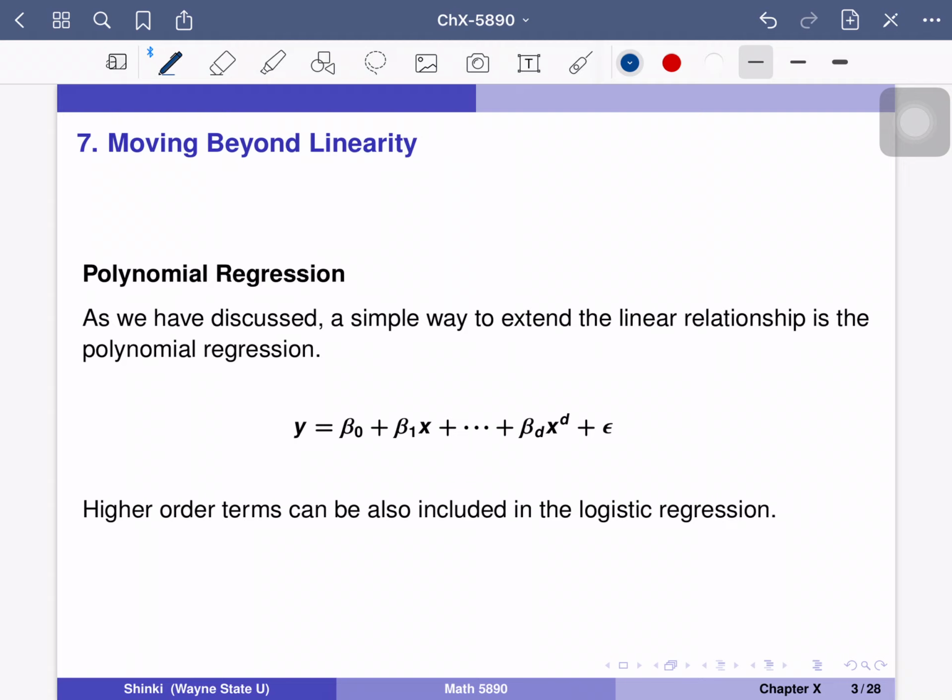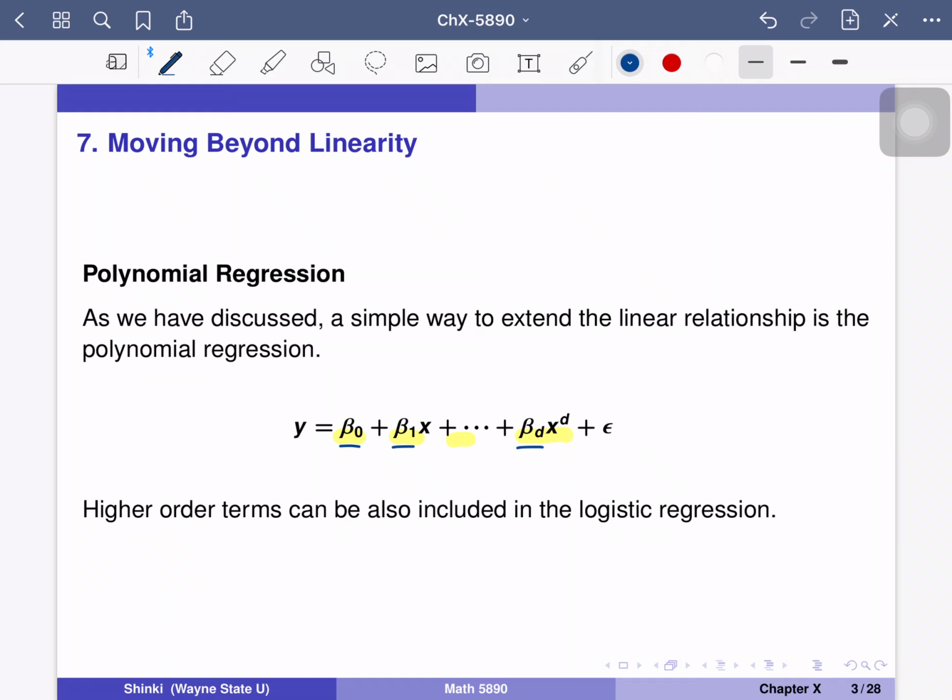As we have already discussed, a simple way to extend the linear relationship is polynomial regression. In addition to the first two terms, you can add a quadratic term, a cubic term, up to the term of x to this power. Even though this is not a straight line, it is still called linear regression because this model is linear with respect to parameters, and parameters are estimated by least squares methods. This is just a special case of multiple linear regression, so estimation is as simple as the linear model.